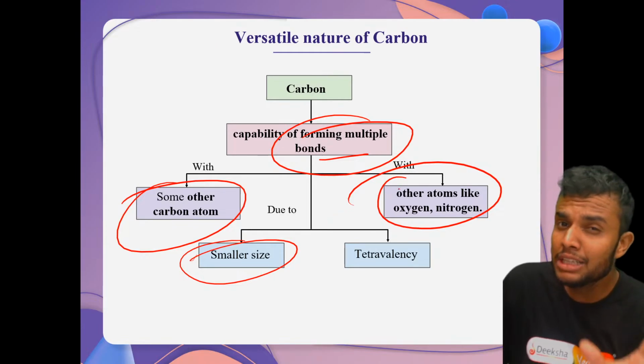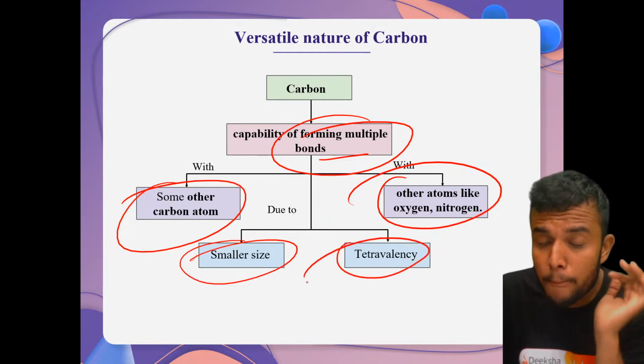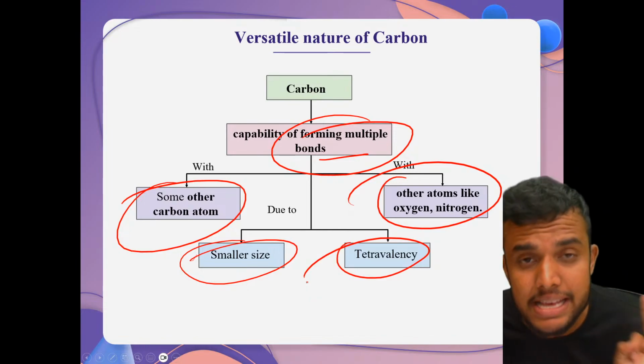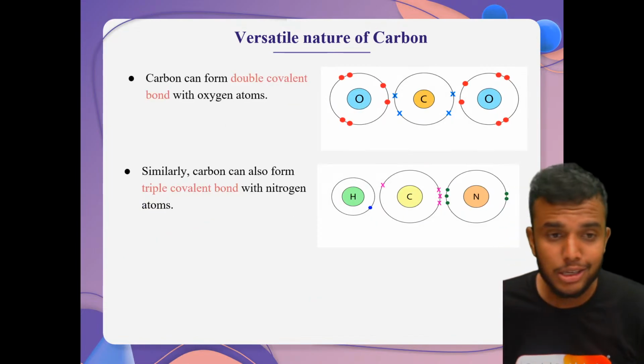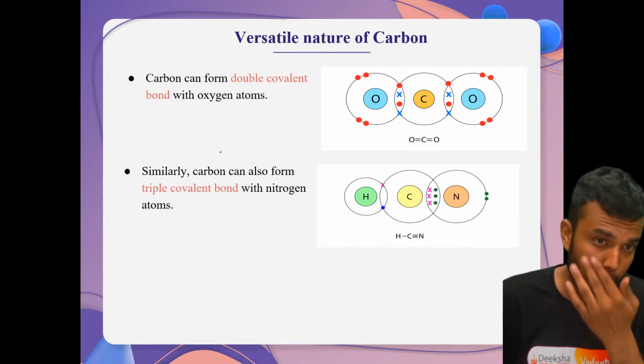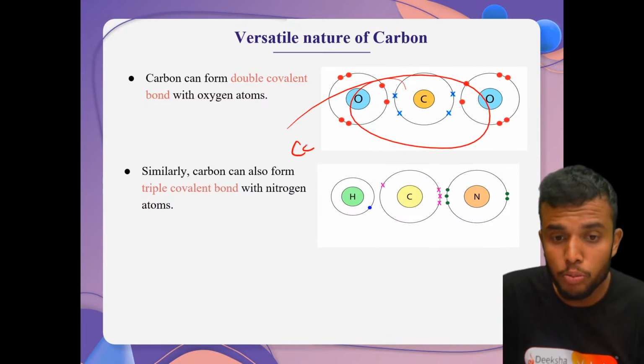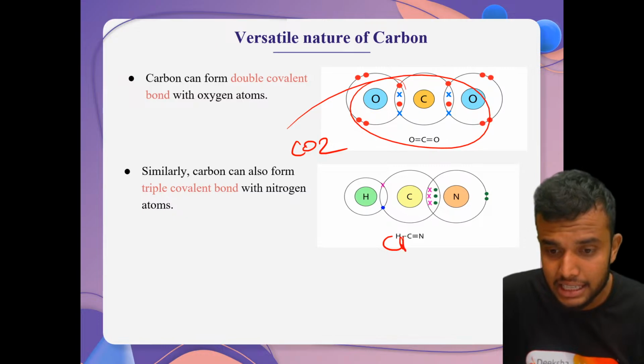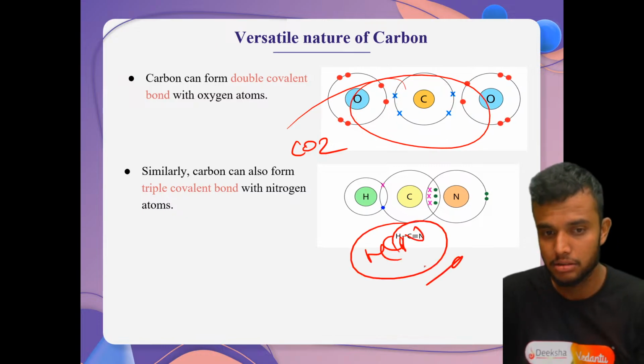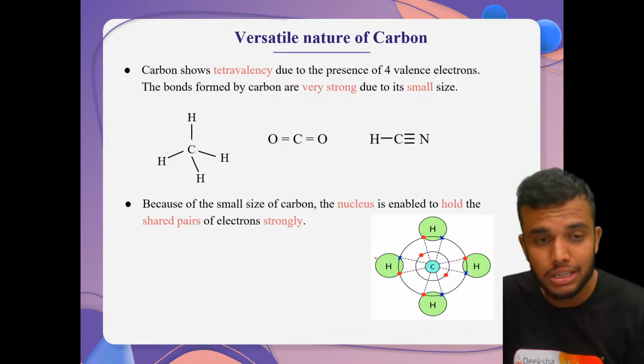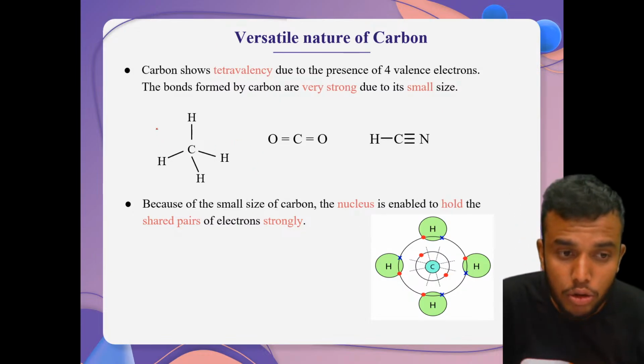Students, carbon has a very small size and also an extra property called the tetravalency property, my dear students. For a double bond, an example is the CO2 molecule. And there is also the CN bond, which is called a nitrile. Whenever a CN bond is there, it is called a nitrile. This one is called tetravalency.